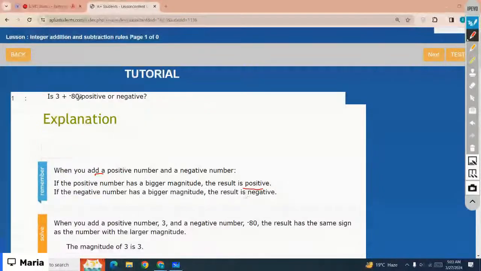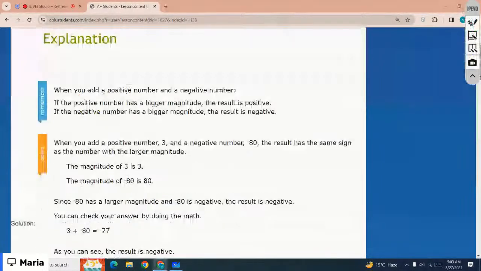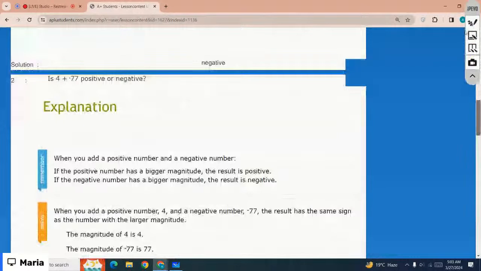Here you have 80, which has a bigger magnitude, right? 80 is a greater number and with a negative sign. That means the answer must have a negative sign. Got it? Because 80 is the greater number with a negative sign, the answer must be negative. That is the rule for integer addition. Whatever the sign is for the bigger number, the answer has the same sign, right?